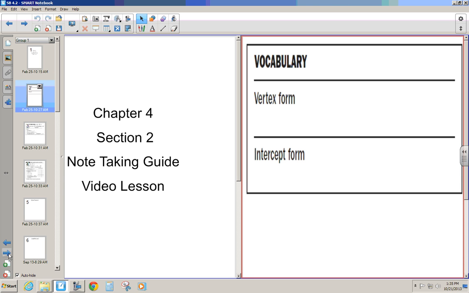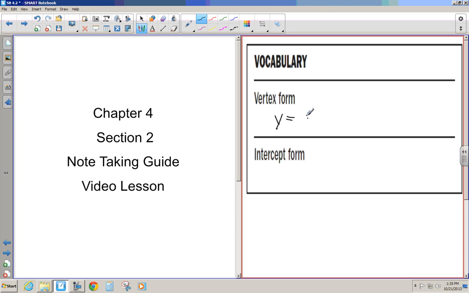So, vertex form is very similar to the absolute value form, where you have y equals a(x minus h) plus k. And just like absolute values, the vertex is at (h, k). Now you can't use the a like the slope, but you still get the vertex, and all you need is the second point. Intercept form actually gives you 2 points.